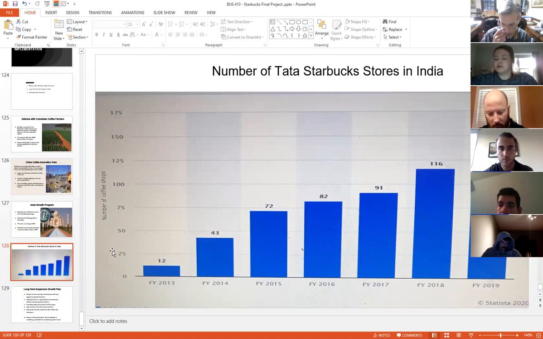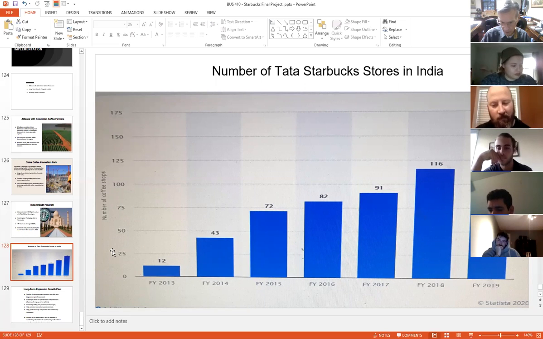This is just a graph that shows the number of Tata Starbucks stores in India from 2013. It's been increasing steadily since 2013. Now they have 146. They have more now since this graph is from 2019. So the alliance seems to be working.